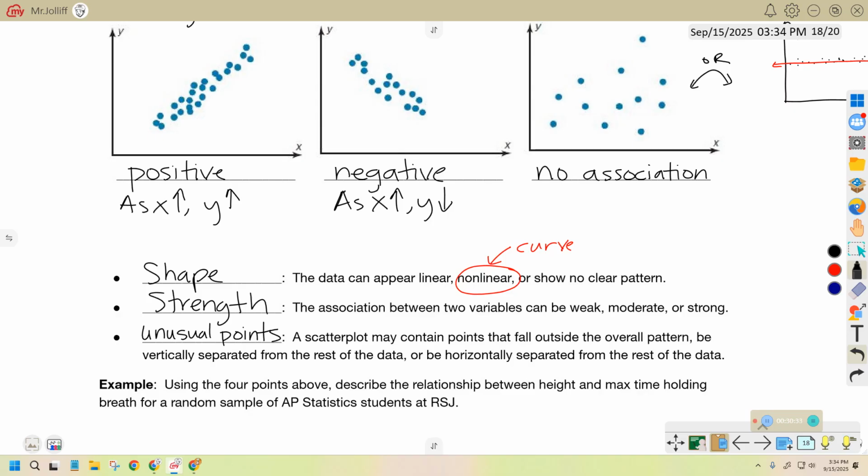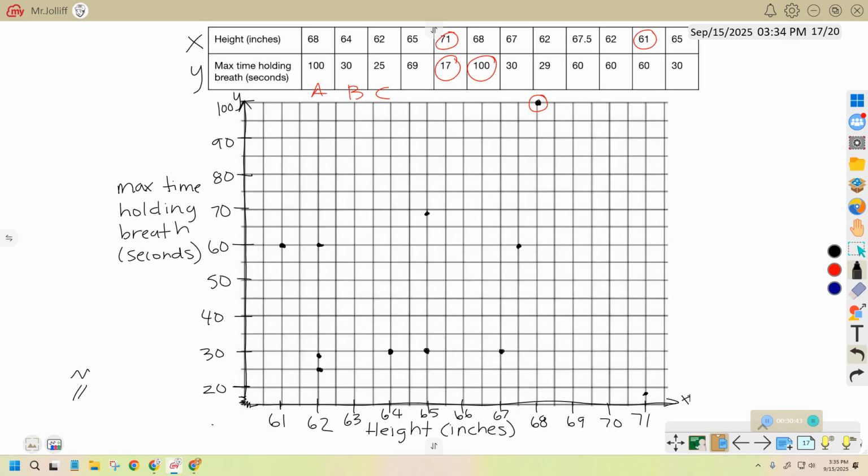So we now know there are four things we look for. We describe a graph: direction, shape, strength, and unusual points. We have a graph on the previous page. I want you to take about 90 seconds in your small group and identify direction, shape, strength, unusual points.